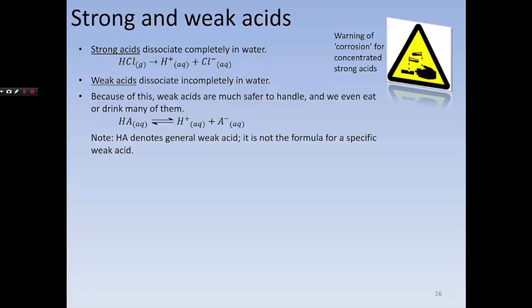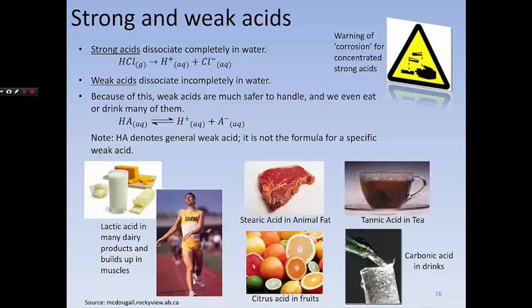So if we introduce a similar amount of a strong acid and weak acid into water, for example, 1 molar per liter, we will see that weak acid solution will have much lower hydrogen ion concentration and much higher pH level. As the weak acid solution has lower hydrogen ion concentration, it is much safer to handle, and we even eat or drink many of them, such as vinegar. I provide more weak acid examples on these slides, so we can see we actually eat lots of weak acids.